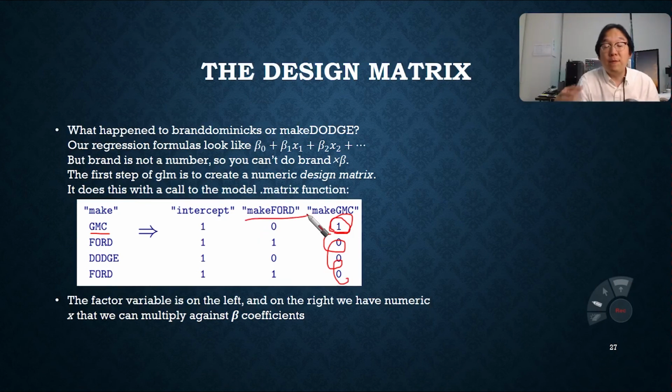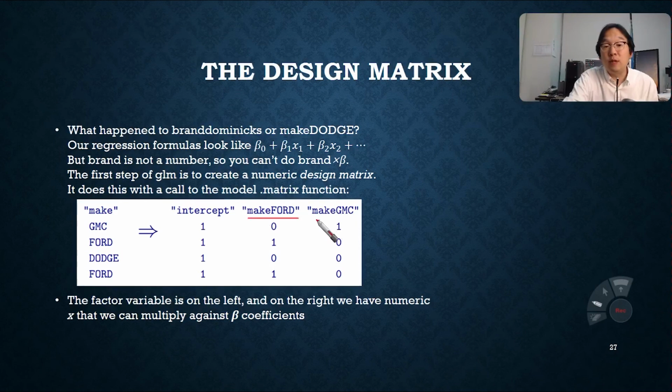And make Ford dummy variable, that's 1 for the second and fourth observations and 0 otherwise. Likewise, it automatically creates these dummy variables for you. The factor variable is on the left, and on the right we have numeric x that can multiply against beta coefficients. Okay, fine.